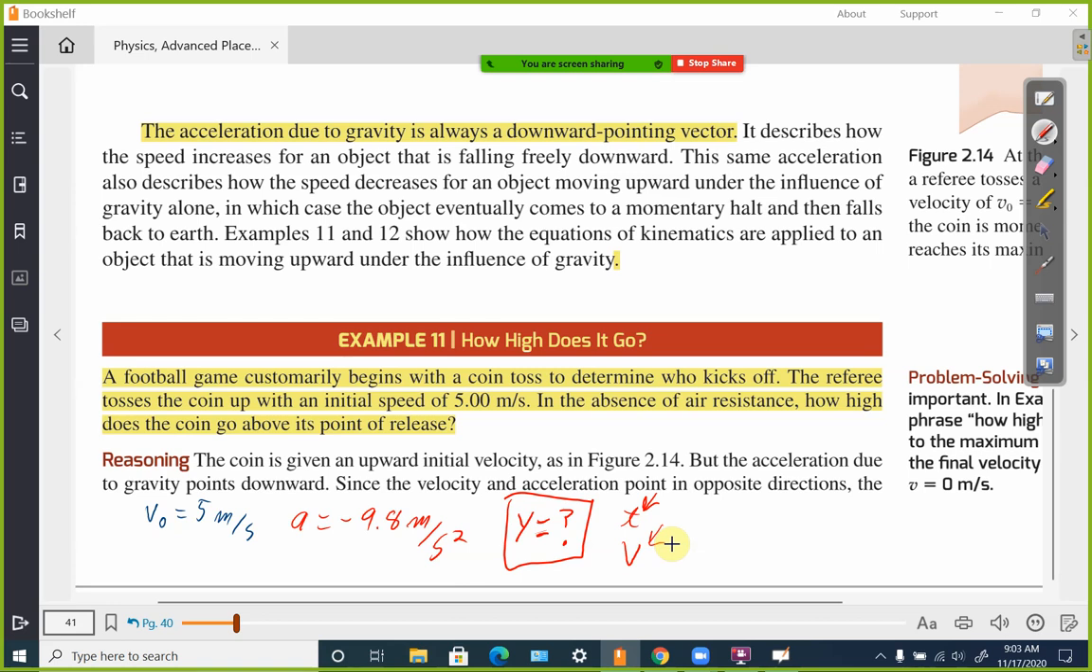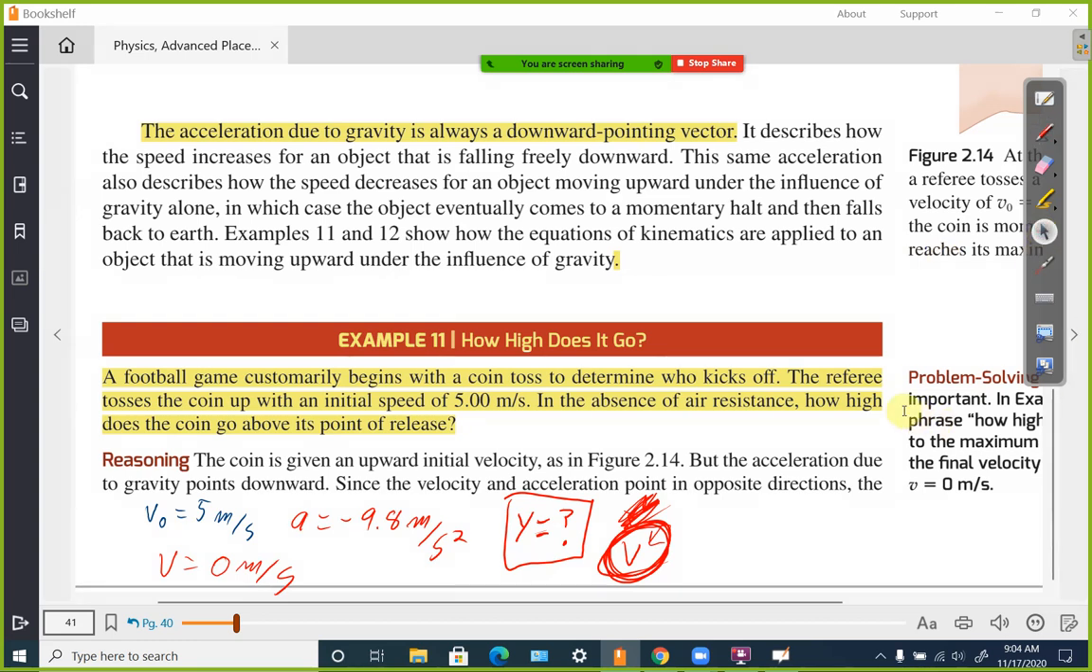Think about what happens at its very highest point. Oh, at its very highest point, my velocity has to become zero. So really, we don't care about t, and we actually do know v. So now I can come back over here and say, oh, hey, guess what? V is 0 meters per second. Now if I look back at my kinematic equations, I have enough to go ahead and solve, and that's what they're going to do.